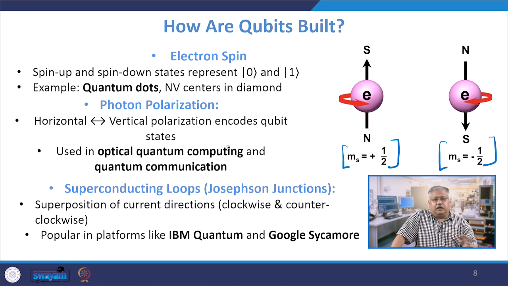Okay. Why is optical quantum computing important? For all fiber optic based optical communication, quantum communication, we might use the horizontally and vertically polarized quantum states available to us. Let us look at the superconducting loops, and these are also referred to as Josephson junctions, and this is basically superposition of direct current, right, current direction. So it is basically clockwise or anti-clockwise, and IBM Quantum and Google Sycamore have used such superposition of current design known as Josephson junction to do it.